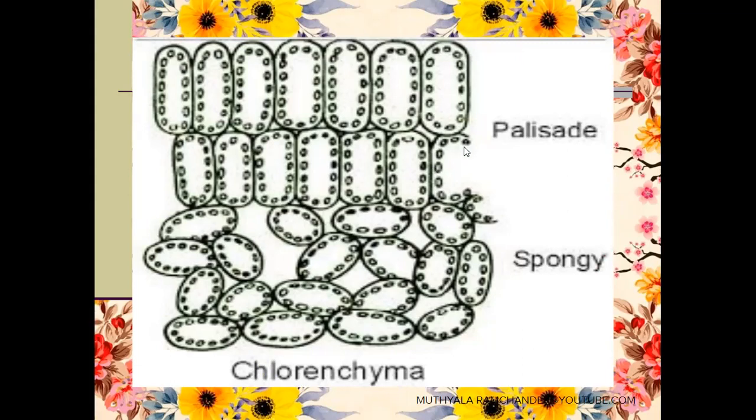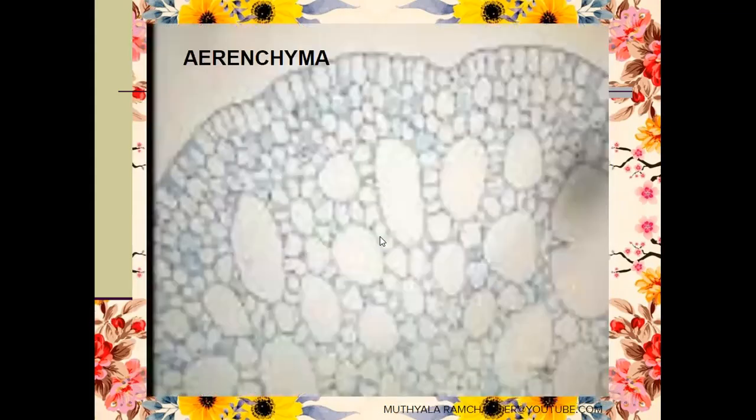These prepare food material by photosynthesis. So these are also called photosynthetic cells in the plant body, and these tissues are called chlorenchyma. Chlorenchyma function is preparation of food material by photosynthesis. It is the general type of parenchyma in plant parts.